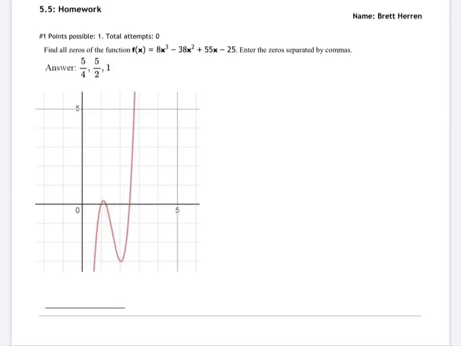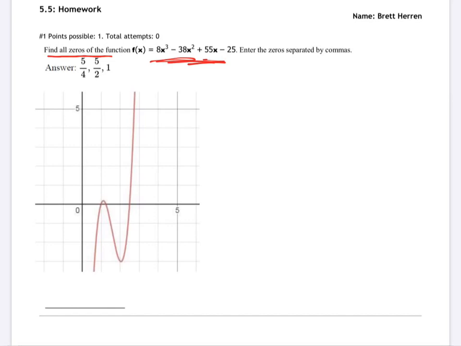Okay, so here we are in section 5.5, homework. Now this section, we're going to use some software online. I'll explain. So here's the actual question. They're giving us this function, and they want us to find all zeros of the function. Now, what does that mean, all zeros? It means all places where the function hits zero.